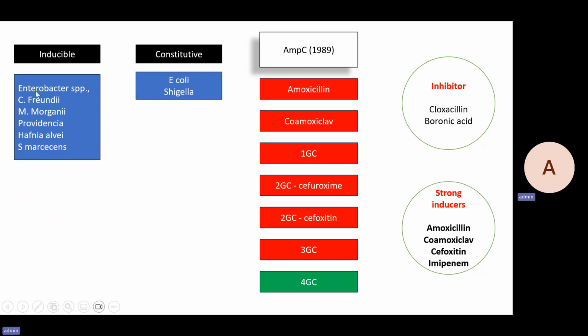So these are some examples. Inducible AmpCs are in Enterobacter, Citrobacter freundii, Morganella morganii, Providencia, Hafnia, Serratia. You might have heard of acronyms like HECK-ES; those are made for this inducible AmpC. But there are constitutive AmpCs in E. coli and Shigella. Now you might say, why don't we see E. coli that often? Yes, they often produce a small amount and it might not be very obvious, and not all E. coli will produce AmpC, but it is known that constitutive AmpC can exist in E. coli and Shigella.